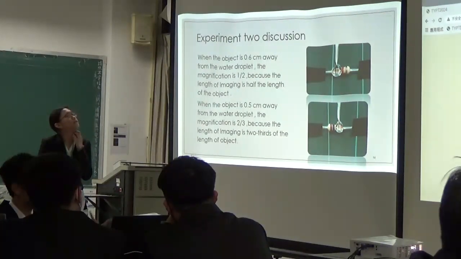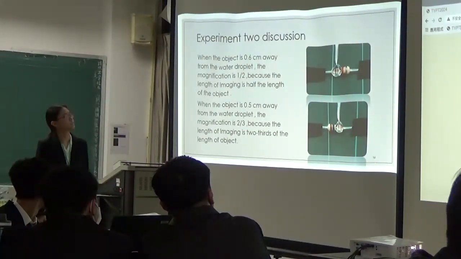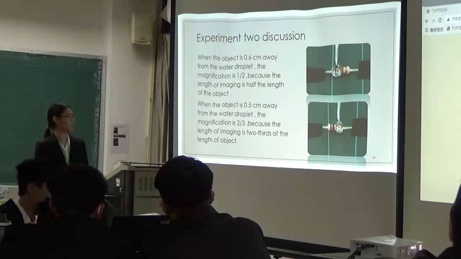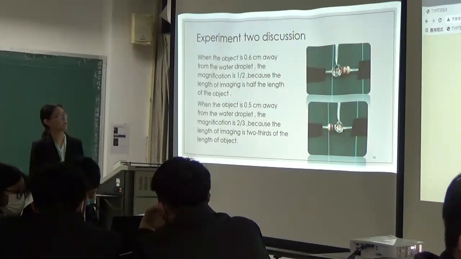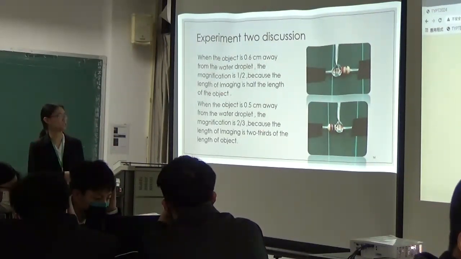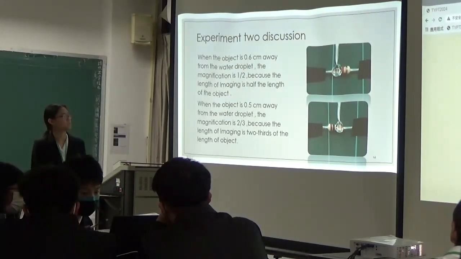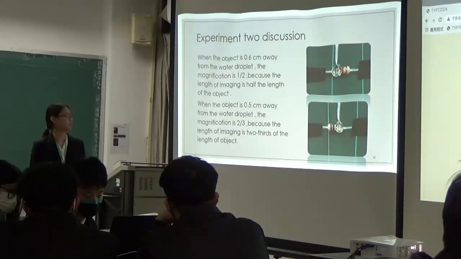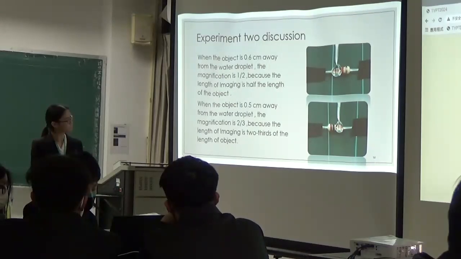And this is my experiment 2 discussion. When the object is 0.6 centimeters away from the water droplet, the magnification is 1/2 because the length of imaging is half the length of the object. And when the object is 0.5 centimeters away from the water droplet, the magnification is 2/3 because the length of imaging is 2/3 of the length of the object.